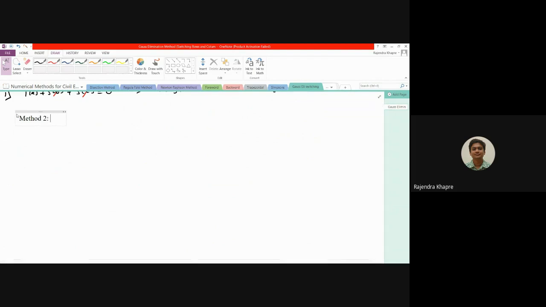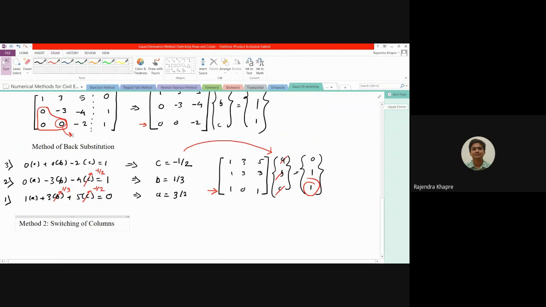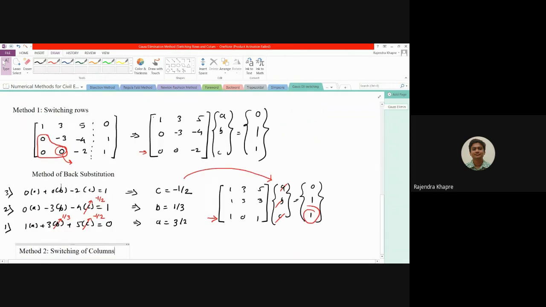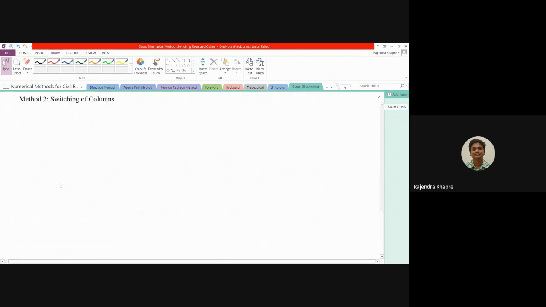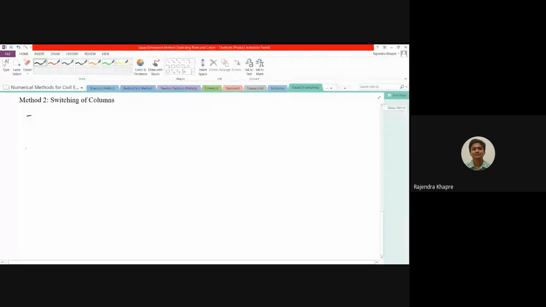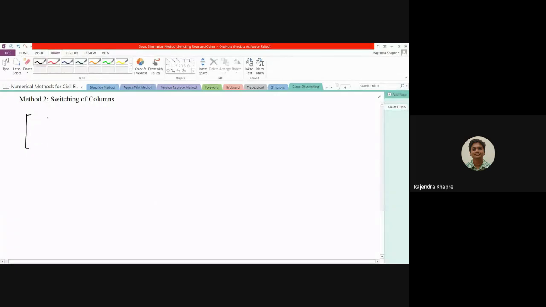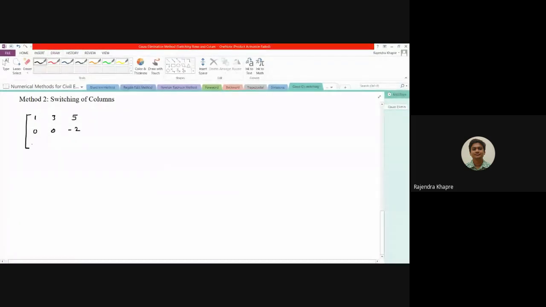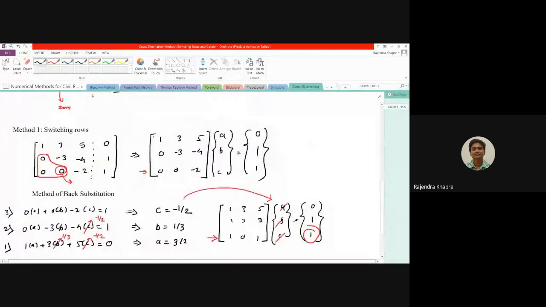That is switching of columns. So if you refer to your notes, you will find we have already done the problem up to this point, where the diagonal element is becoming 0. I'm just copying and pasting the same matrix over here. Our matrix after one cycle was 1 3 5, then 0 0 and minus 2, and here 0 minus 3 and minus 4. This is what we have obtained.